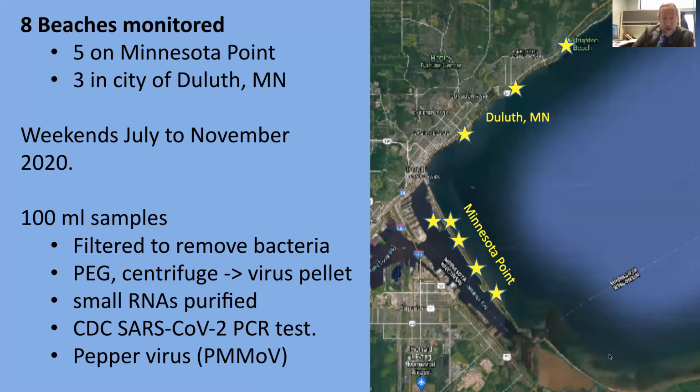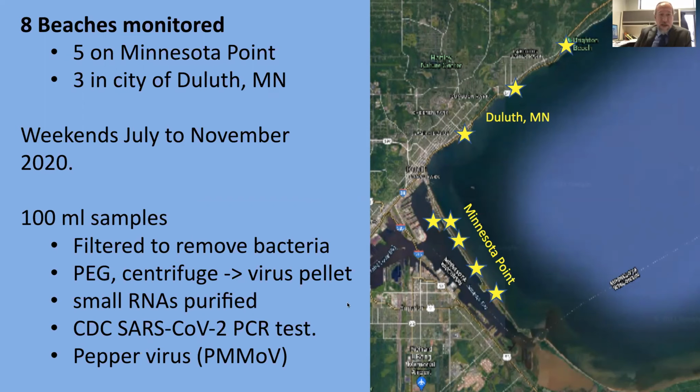So we started on July 4th with large crowds, and we monitored every weekend, 3 days consecutively over the weekend, Friday, Saturday, Sunday through November. We'd collect 100 milliliter samples. We'd filter out the bacteria. We'd pellet the virus with polyethylene glycol precipitation. And then we would purify small RNA because we suspected that the virus was being fragmented. And what we found is that we get a lot better detection if we go after small RNAs.